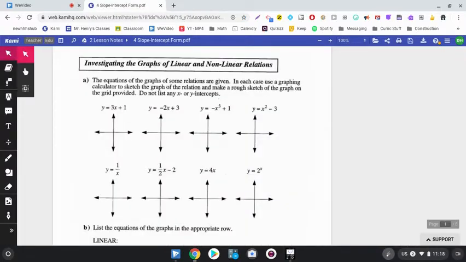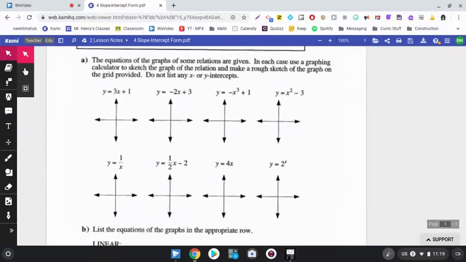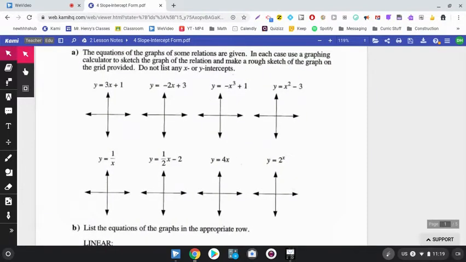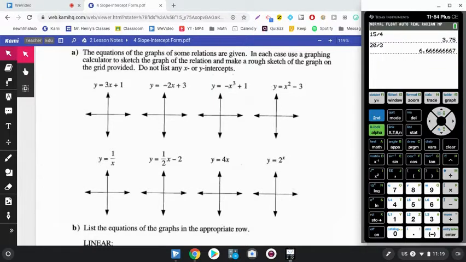Okay, so first thing we're going to look at is deciding if it is a linear or nonlinear relation. And really what it comes down to is linear would be something that is a straight line on a graph. Nonlinear would be anything other than just a straight line. Okay, so there are 8 graphs, and we're going to go through and make quick sketches. So I'll do maybe one of them, and then I'll let you go ahead.